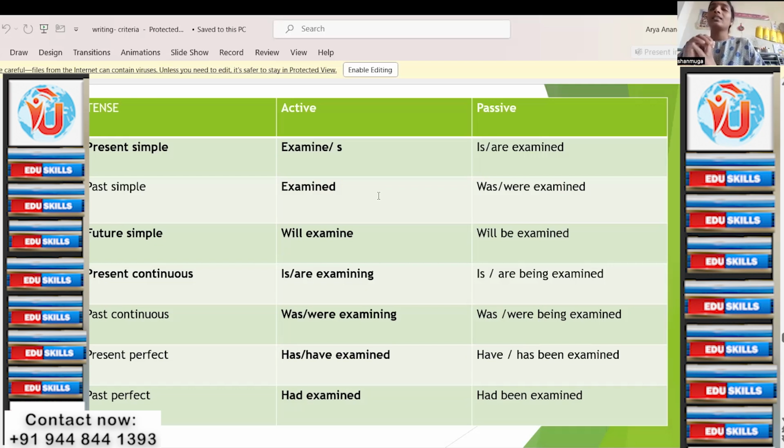And present continuous, you can see "is" or "are examining." But if you are writing in passive, present continuous, we will use "is" or "are" plus "being" with the past participle. Whenever we use the simple tenses, we use the base form of the word. And past continuous here is "was" or "were examining." When it comes to the passive voice, it will turn to "was" or "were" plus "being," the be form of the verb, and "examined," the participle.